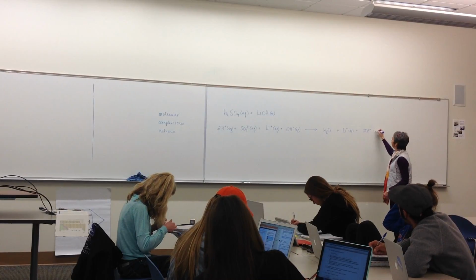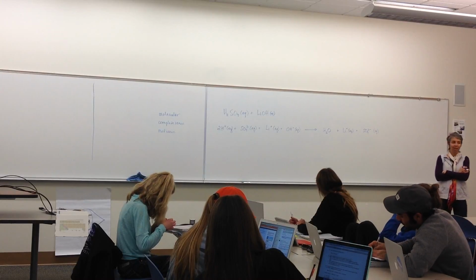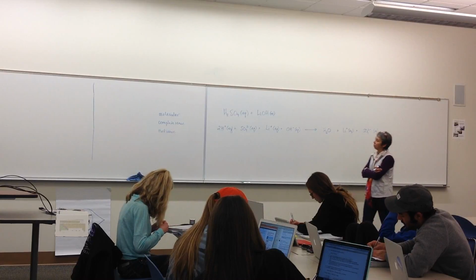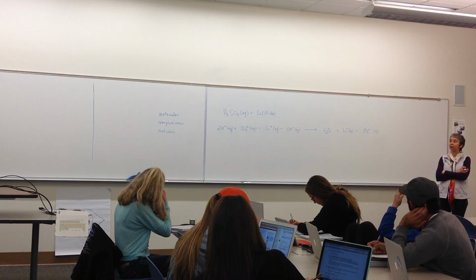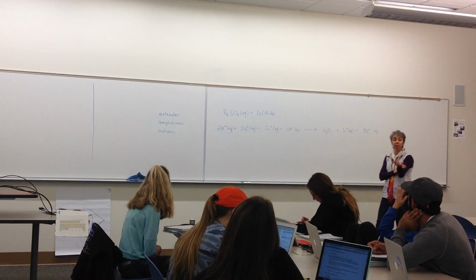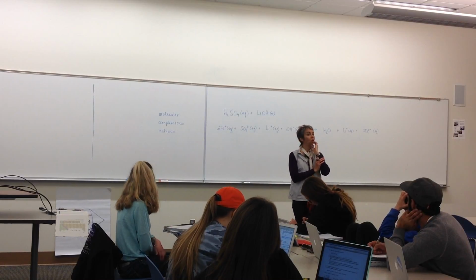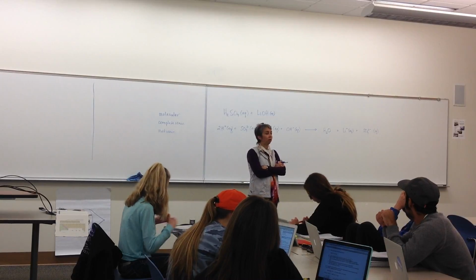Now we have a problem here. Everybody know what the problem is? No. It's not balanced. So how might we balance this? What could we do to balance it? Great. So we want to change the coefficients, and in fact, we don't want to change anything but coefficients to balance it. What coefficients could we change so that we could balance it?